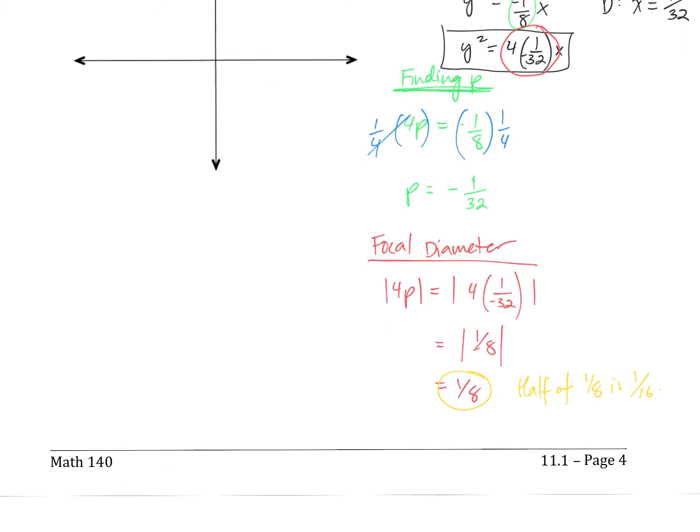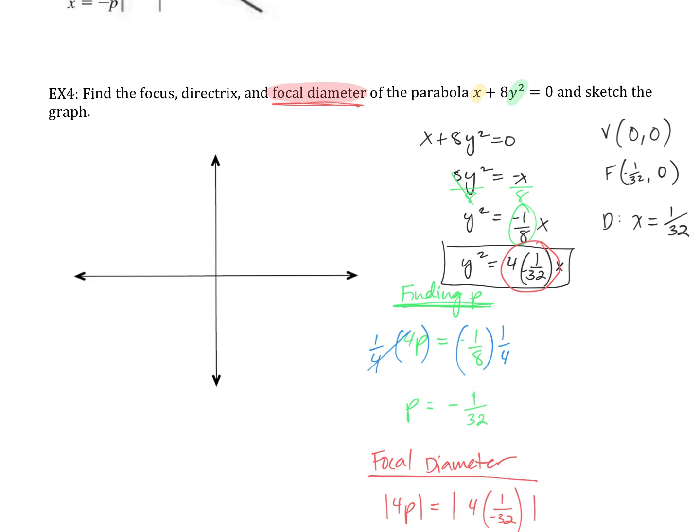So those points, let me go ahead and label them out, are going to be negative 1/32, negative 1/16, and positive 1/32. Oh, sorry, it's still negative 1/32. And then the positive 1/16. Okay, and then these 2 points are the points that will replace the other 2 that we were finding previously. So instead of using the table, we went ahead and used the focal diameter to find the 2 missing values that we would need. So let's go ahead and graph this.